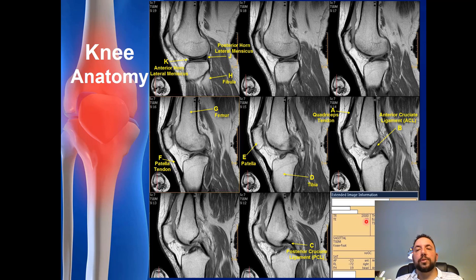So the TR is long, 2000, the TE is 22. So this TR is long enough to minimize any T1 information. This is proton density of the knee.